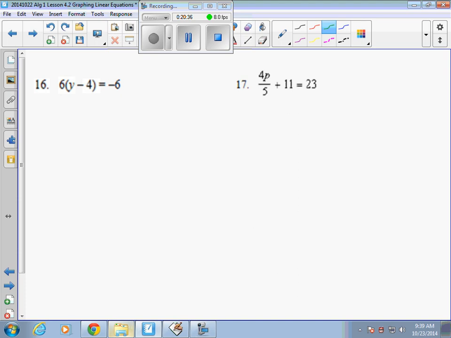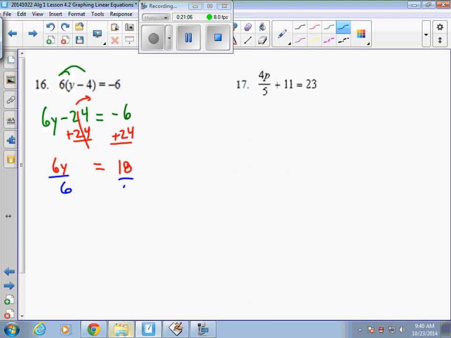You have to distribute for number 16. 6 times y is 6y. 6 times negative 4, a positive times a negative is a negative 24, is equal to negative 6. Move your minus 24 over by adding 24 to both sides. Negative 6 plus 24, you subtract them. 24 minus 6 is going to be 18. And since 24 is the larger absolute value and it's positive, it stays positive. 6y is equal to 18 since that cancels. Divide by 6 on both sides, and y is equal to 3.